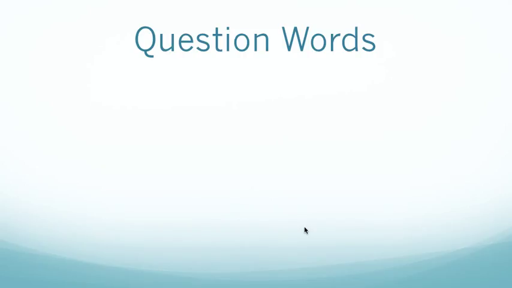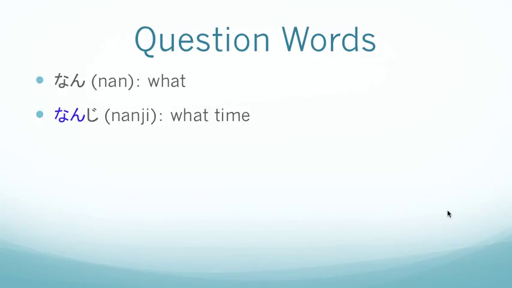Now for question words, let's get started. Nan means what? Nanji means what time? If you notice, we have nan followed by ji. Remember before in the vocabulary section that we talked about how to form 6 o'clock, 1 o'clock. So it's basically the same thing. You append ji to nan, and it becomes what time.